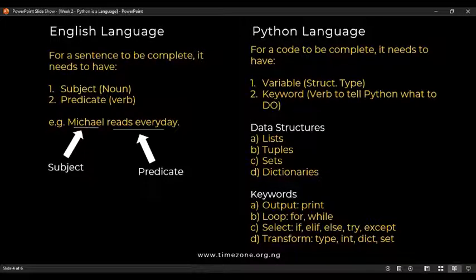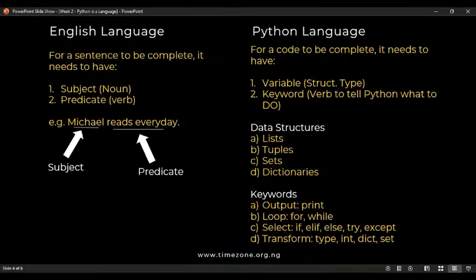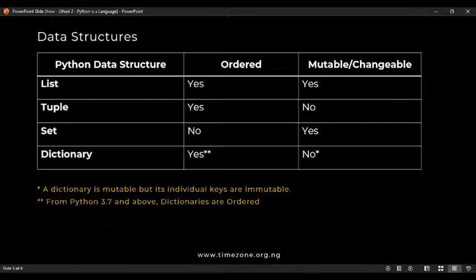Okay. So now that we have understood this, the next thing we need to understand, remember, we have these data structures that a variable can be. All right. So the next thing we need to know is what are the features of these data structures? And every data structure in Python, basically four of them, lists, tuples, sets, dictionaries, have two major characteristics. The first is whether they are ordered. And then the second is whether they are mutable or changeable, if you like, or both of them are the same thing. Now let's take the first one, which is the list.